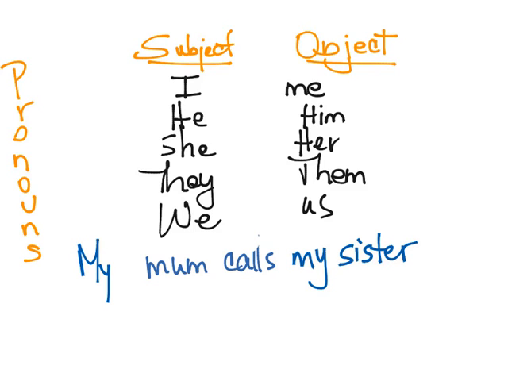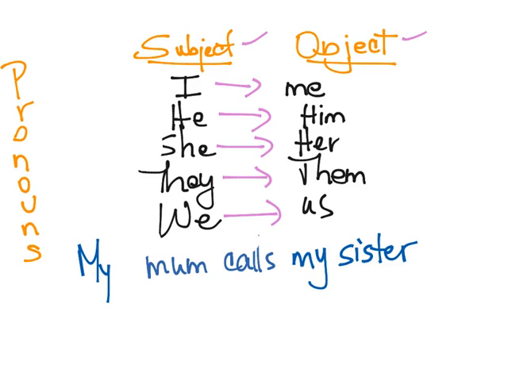Regarding the pronouns, when we find people in a sentence, we could have the people in the subject position or in the object position. I turns to me in the object position. He turns to him in the object position. She to her in the object position. They to them, and we to us.